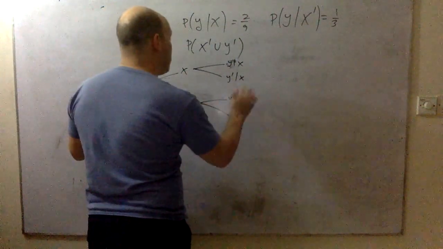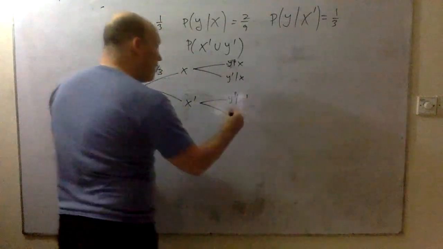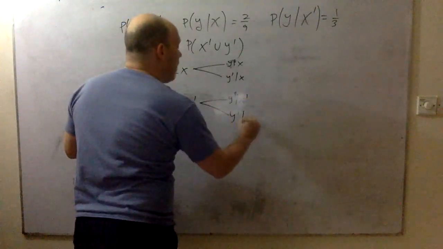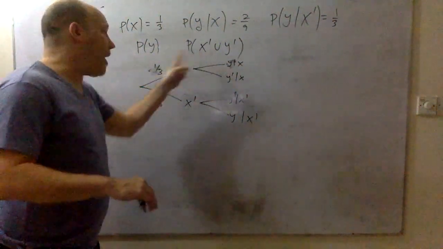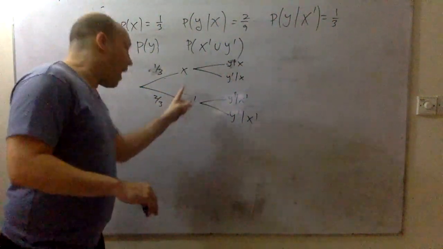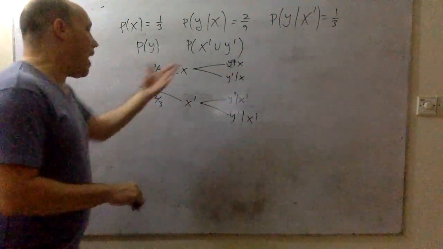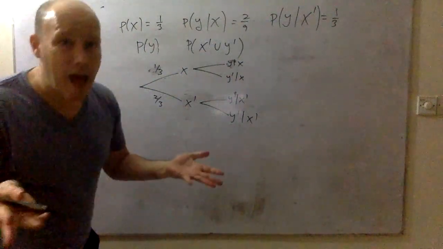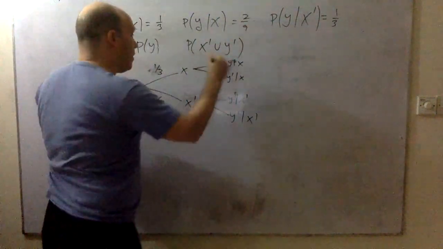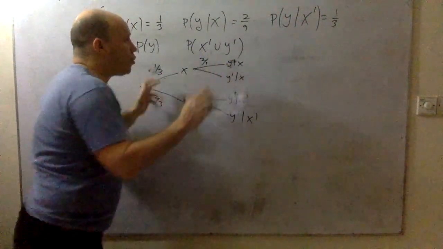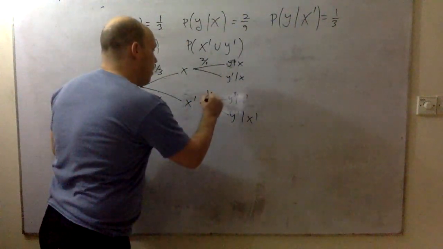Also, we have not X. This is Y given not X, and this is not Y given not X. These are the 4 outcomes: X, Y; X, not Y; not X, Y; not X, not Y. Do we have the probabilities for some of these? Yeah. We're told that Y given X is 2/9, and that Y given not X is 1/3.